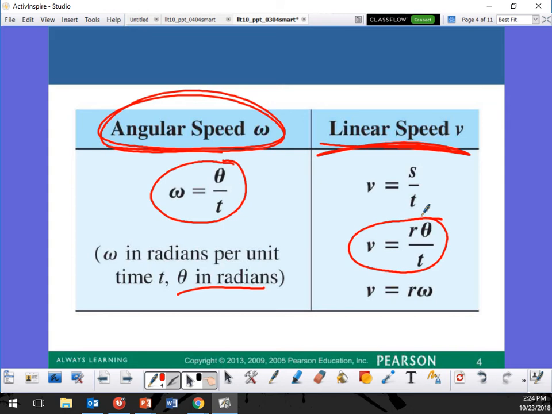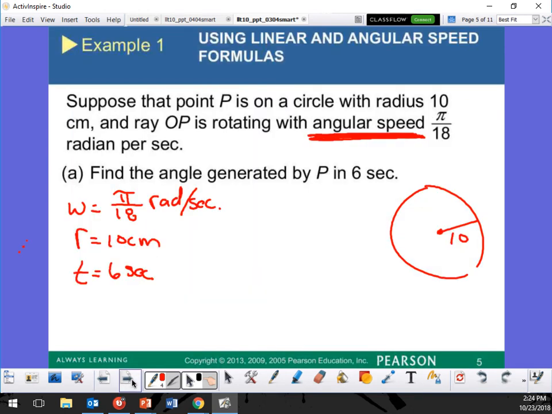Now let's go over to this one. Do I know what T is? Yes. Do I know what W is? Yes. Can I solve for theta now? Yes. Theta is the only unknown, so I can solve for that. W equals theta over time. So pi over 18 equals theta, which I'm looking for, over time, which is 6. Now, since I'm trying to get theta by itself, what am I going to do here? Multiply by?